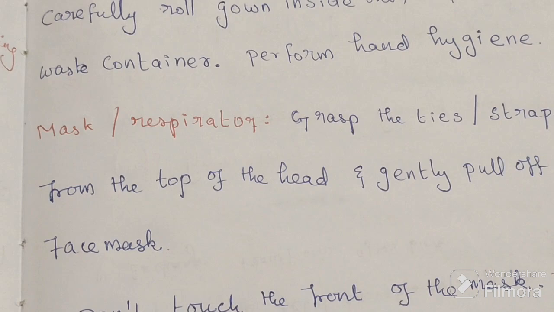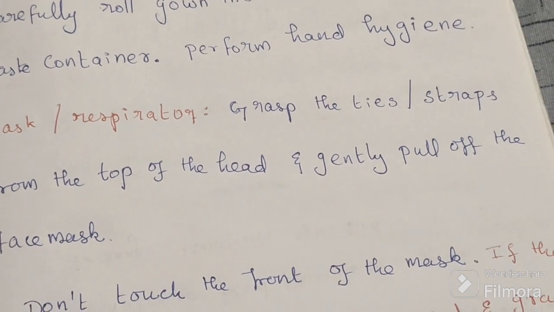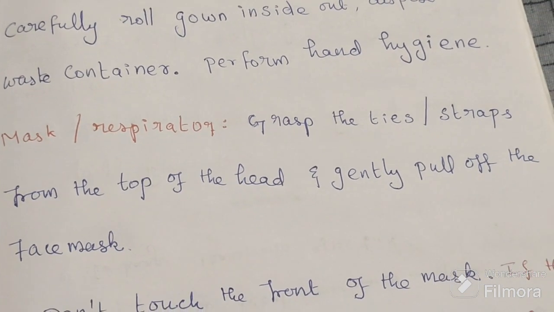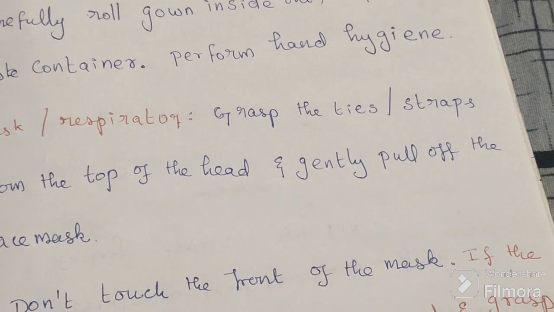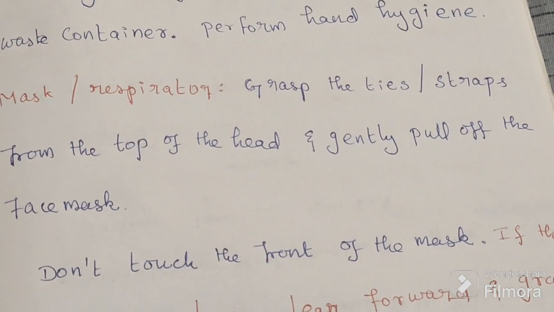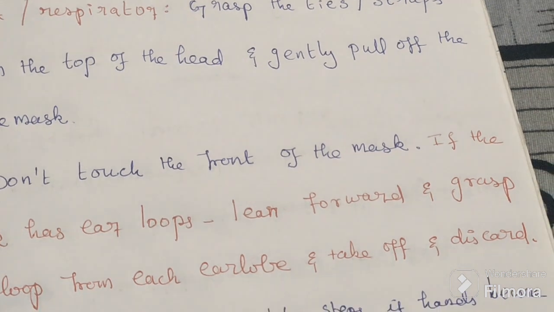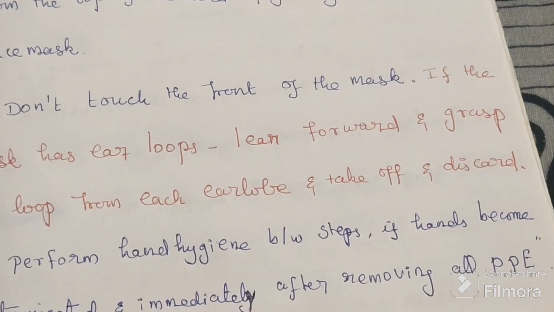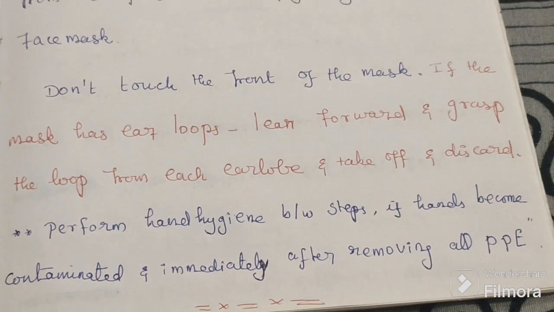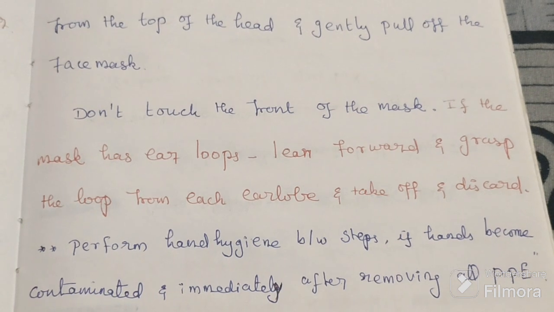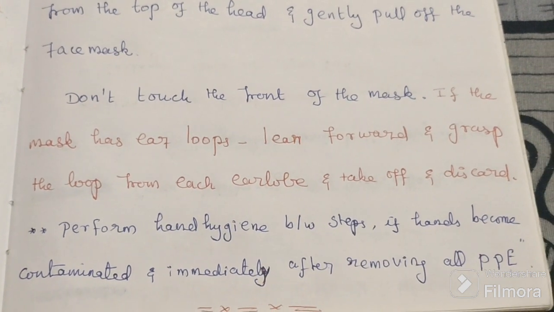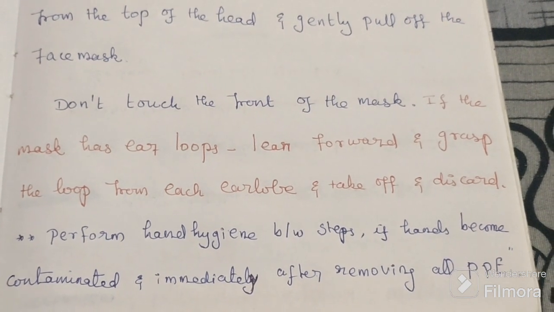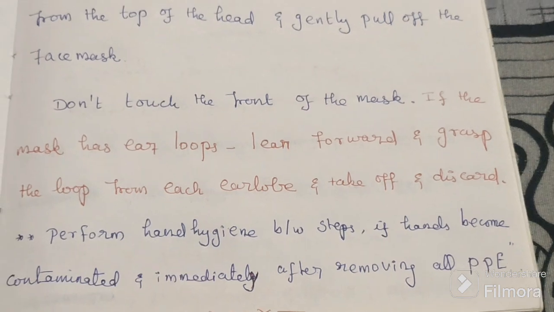Then the mask or respirator. Grab the ties from the top of the head and gently pull off the face mask. Don't touch the front of the mask. If the mask has ear loops, lean forward and grab the loop from each ear. Take off and discard. Perform hand hygiene between steps, if hands become contaminated, and immediately after removing all personal protective equipment.